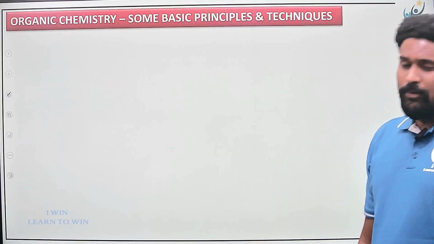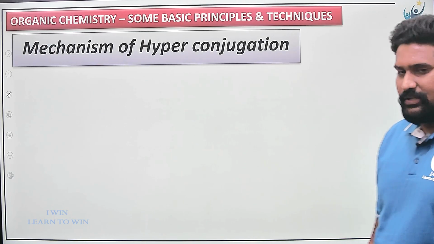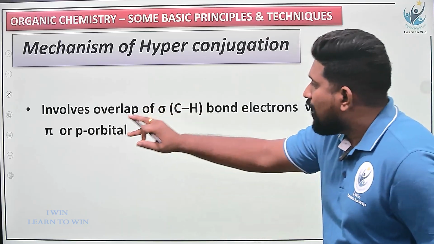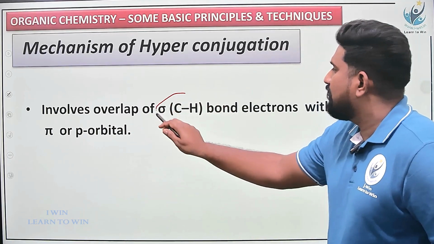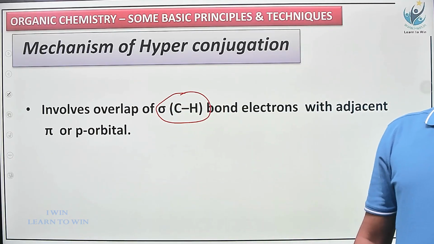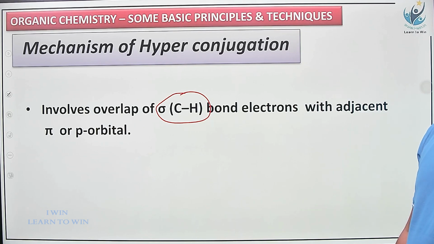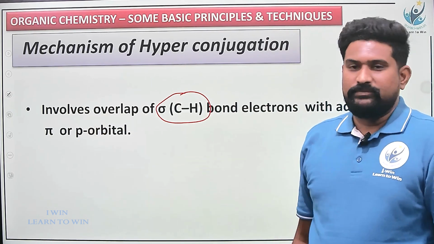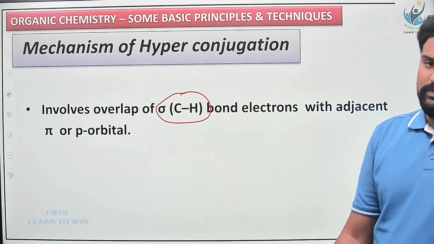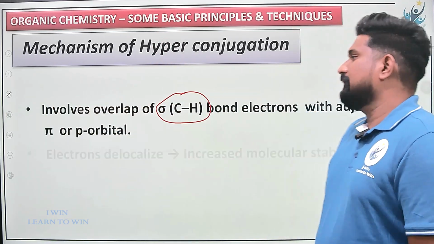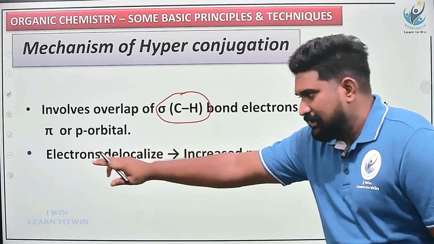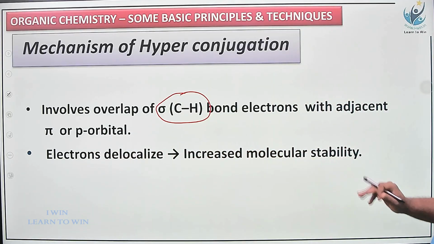Clear? Now my dear students, I hope you are clear about this mechanism of hyperconjugation. It involves overlapping of what? It involves overlapping of sigma CH bonds, that means the CH sigma bonds, with the adjacent pi or p orbitals. That is the mechanism of hyperconjugation. So far we have discussed electron delocalization, and electron delocalization means increased molecular stability.